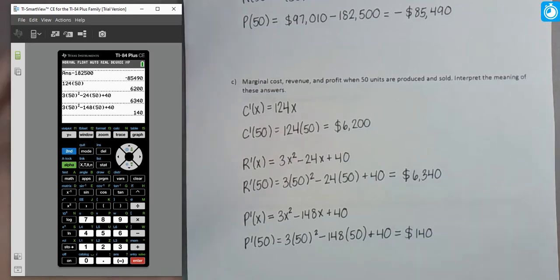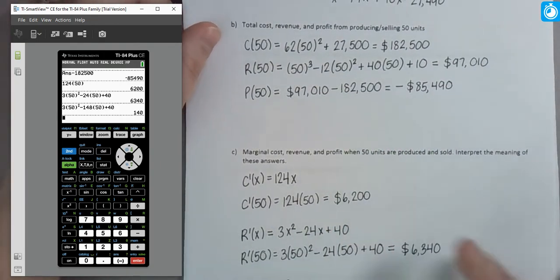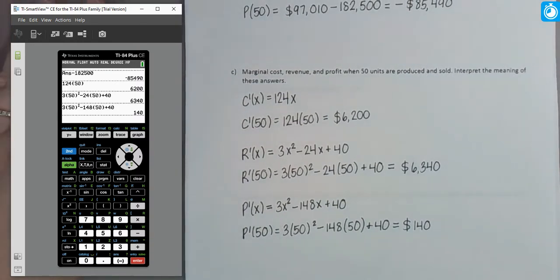So since this will increase our profit, and currently our profit is negative producing 50 units, it would definitely make sense in this situation to increase production and improve profitability. So marginal cost, marginal revenue, marginal profit, again, they represent how much we would increase or decrease. It's possible the value could be negative. How much these values would change if we go from the current level of production to adding on one more unit. So it's the additional cost, revenue, and profit associated with that one additional unit.